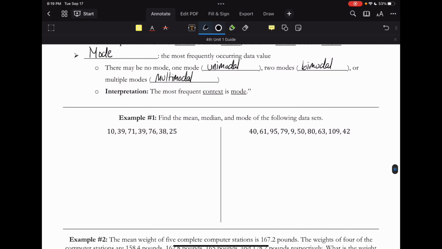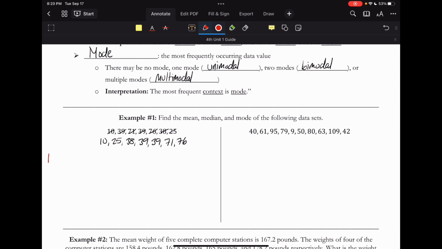So if I want to start by finding the mean, median, and mode of these data sets, I want to start by first arranging these data values in order. So I'm going to go ahead and start there. I'm going to start with my 10, and then I'm going to go to 25. And then we got 38, 39, 39, 71, 76. To find the mean and the mode, you don't necessarily need to rearrange, but again, for the median, we do have to rearrange. So I like to do it to start off.